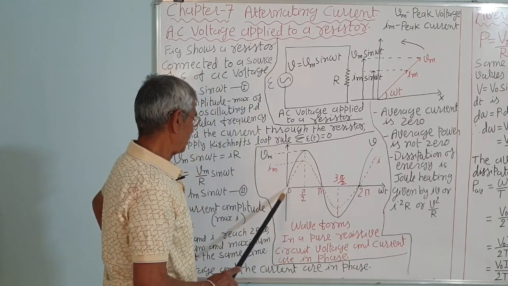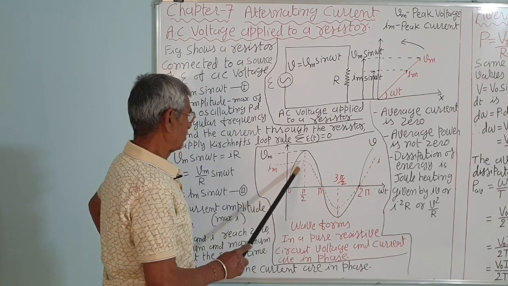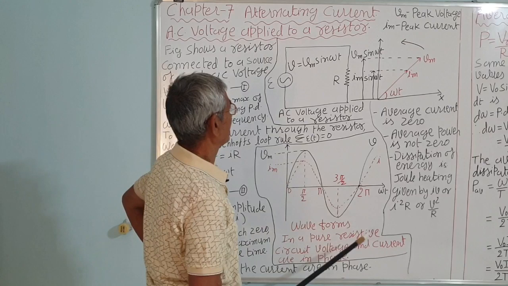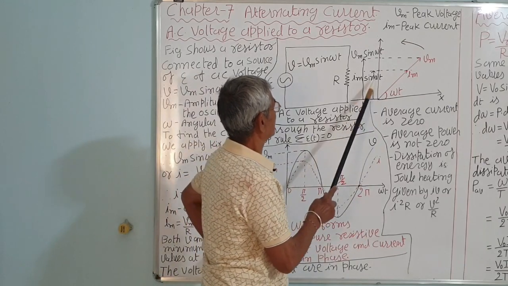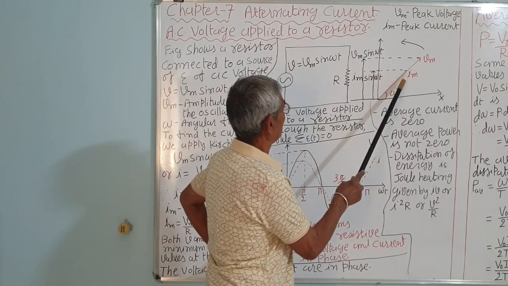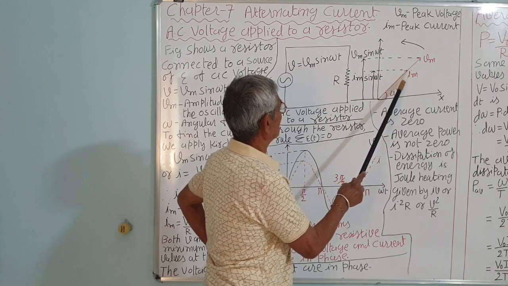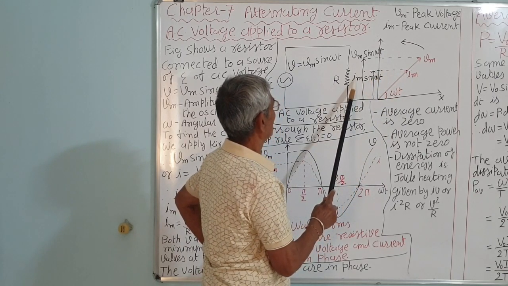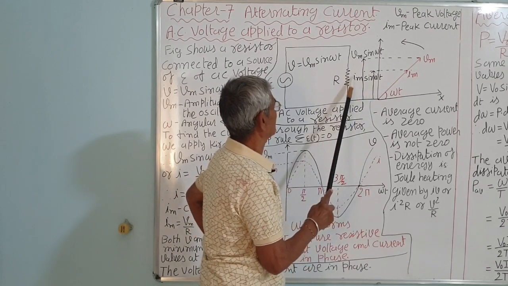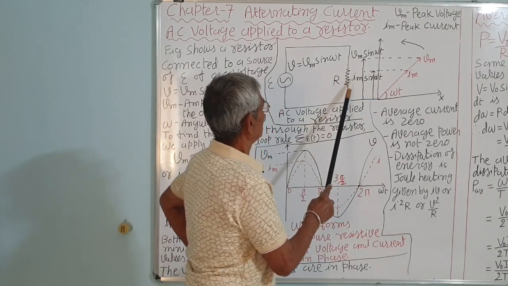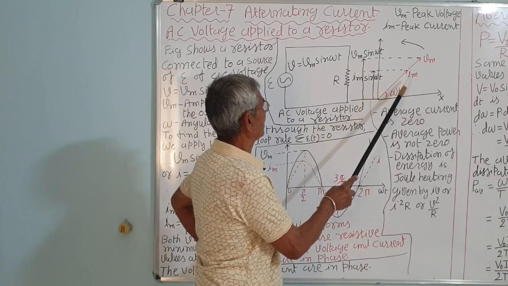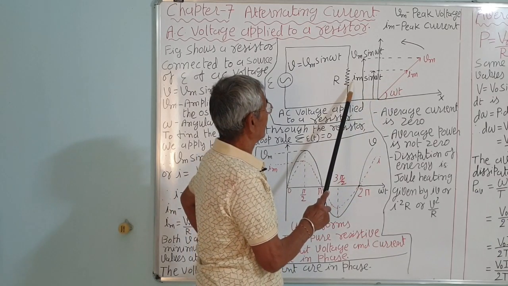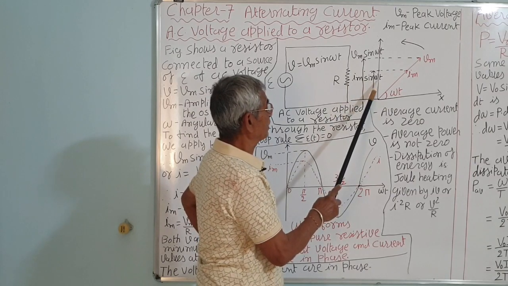They are zero at the same time, they are maximum at the same time, that is, they are in phase. Correct? And it rotates. This is the projection of Im. Correct? Im is the maximum current, and it changes as Im sin omega t. This is Im. This is I. I is equal to Im sin omega t.